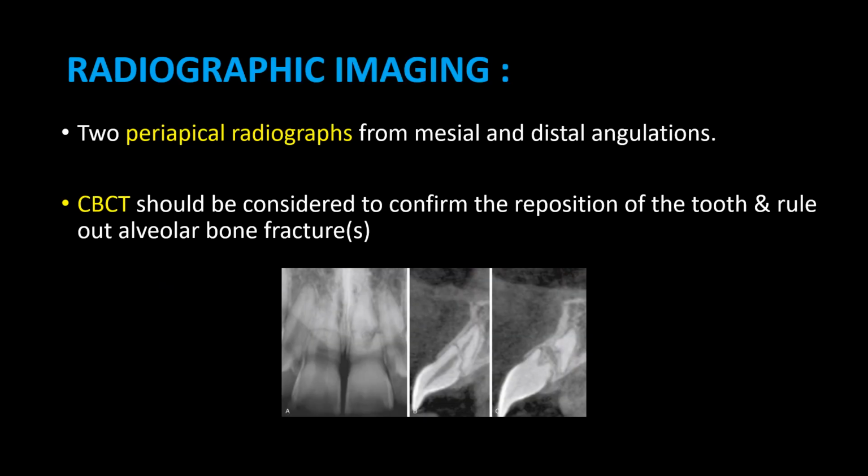Radiographic imaging. 2 periapical radiographs from mesial and distal angulations. CBCT should be considered to confirm the reposition of the tooth and rule out alveolar bone fractures.